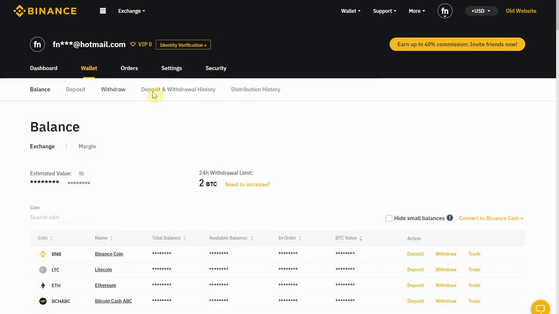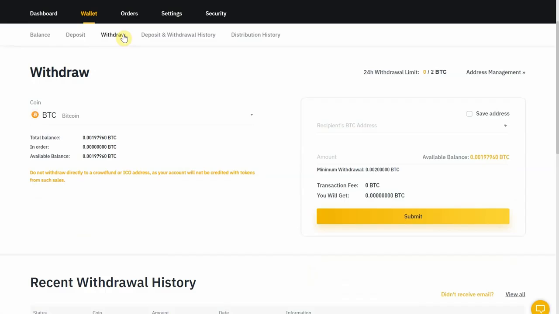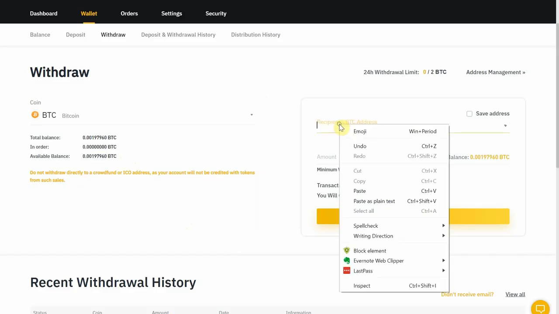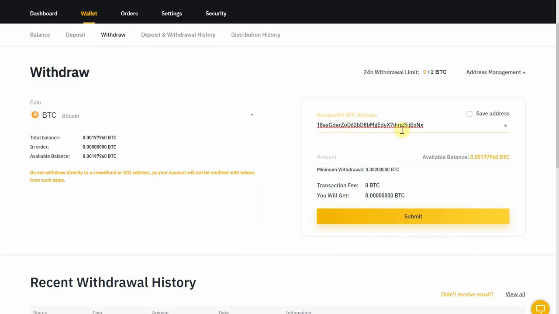If you ever want to withdraw money, this is where you would go. In the withdrawal page, you get to choose which coin you want to withdraw, and it will tell you what's your balance, how much you have in orders, and how much you can withdraw. Over here on this side, this is where you paste the address you want to send your BTC to. So apparently my BTC balance is just below the threshold of the minimal withdrawal. But anyways, this is how you withdraw BTC from Binance to another BTC wallet.